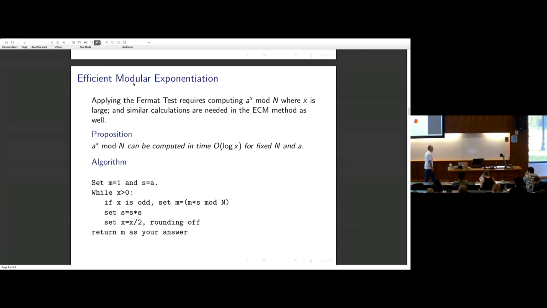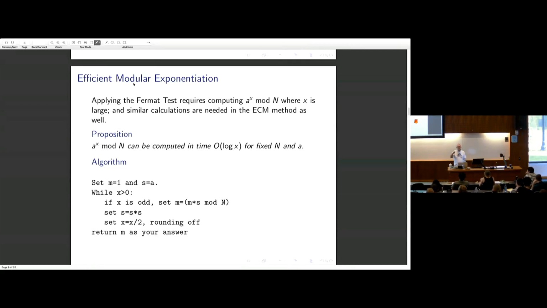But there's a very simple way to do exponentiation, which is in logarithmic time. And I don't know how many, maybe everybody has seen this. It's very elementary. But if you haven't seen it, you should know it. So I've written the algorithm down here. We want to compute a to the x mod n. The idea in this algorithm is that instead of multiplying, we square.